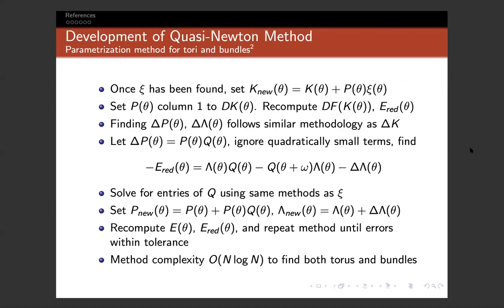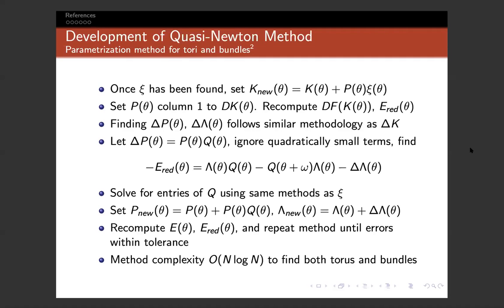So now once xi has been found, you of course set the new K to be equal to K plus P xi. You set the first column of P equal to dK. You recompute the df and the reducibility error at the new K of theta. And then finding delta P and delta lambda follows very similar methodology. You linearize, and then you plug in P times Q for delta P, and then ignore quadratically small terms that are products of errors and deltas. And what you end up with is this equation right here.